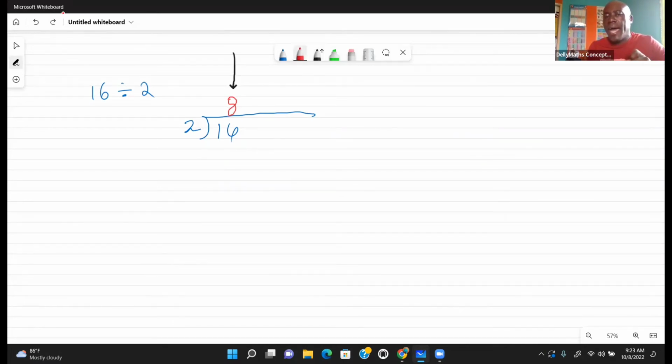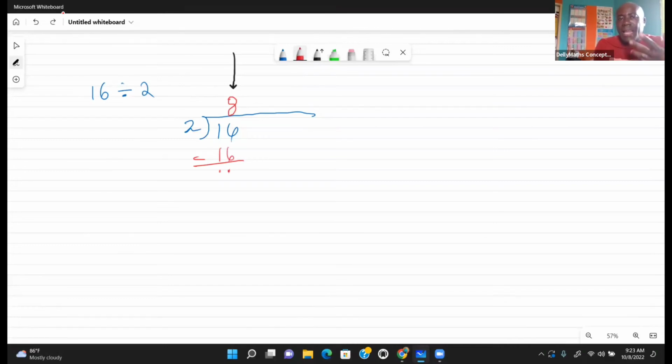Now watch this. When you divide, the second step is to multiply. So we're going to say 8 times 2. Let me use the arrow to show you. Here it is: 8 times 2. And that is going to give us 16. After you multiply, we subtract. 16 from 16 is 0. Now, if you notice, there is nothing to bring down. Whenever you realize that there is nothing to bring down, that's when you know that you're finished.